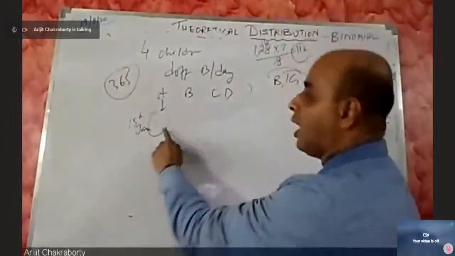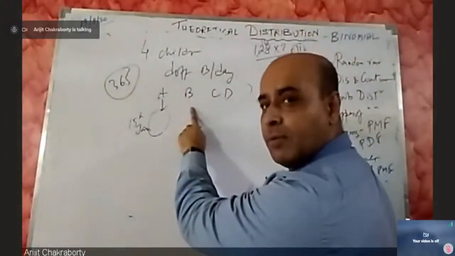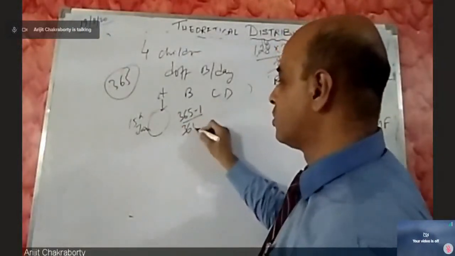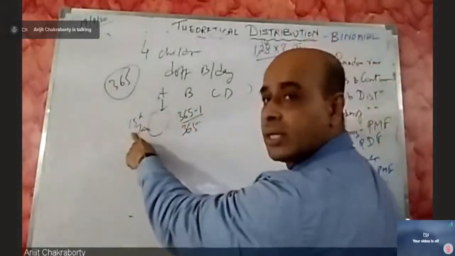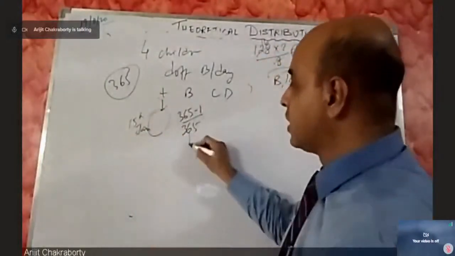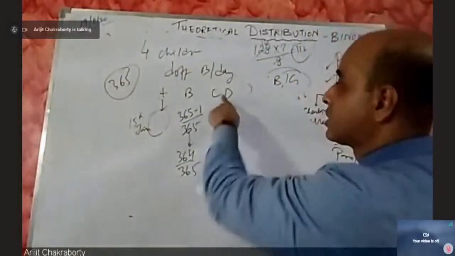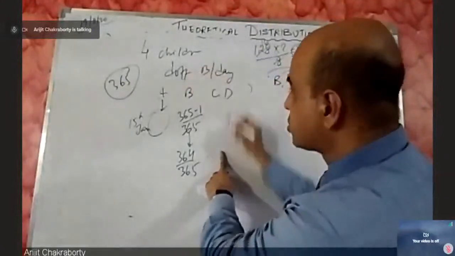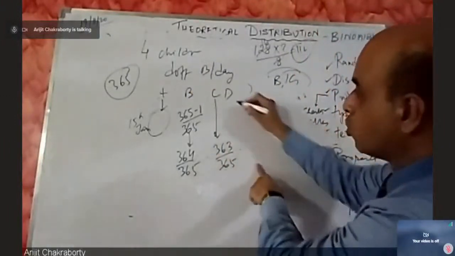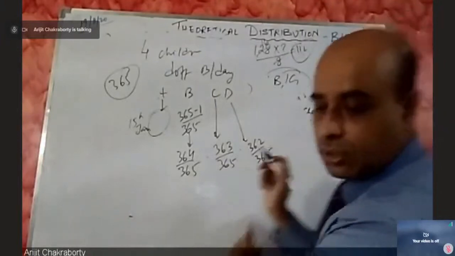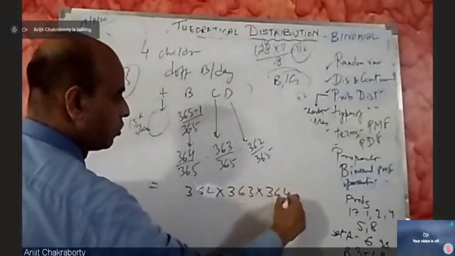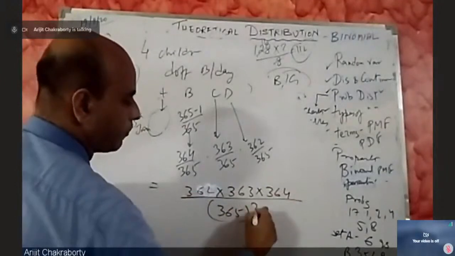So 365. Now B's choice will be a different birthday, so 365 minus 1 by 365. Total number of possible cases is 365, but since one birthday is already allotted, A has a birthday 15 Jan, B has a choice of 364 days. So basically it is 364 by 365. C will have a choice, again one birthday is going to B, so C's choice will be 363 by 365 and D's choice will be 362 by 365. So the answer is 362 into 363 into 364 by 365 cube.